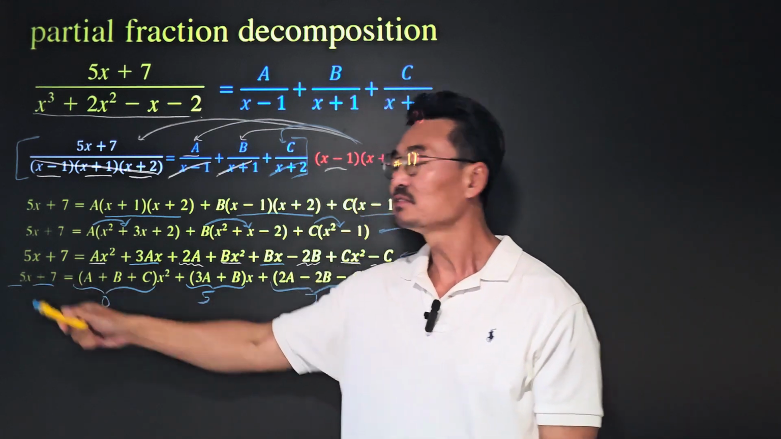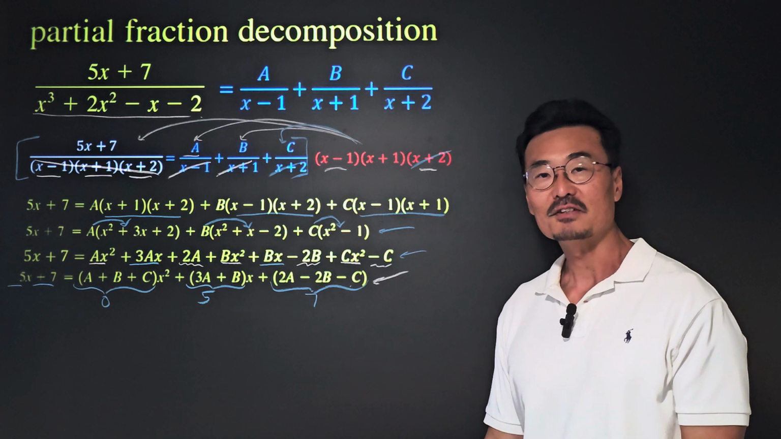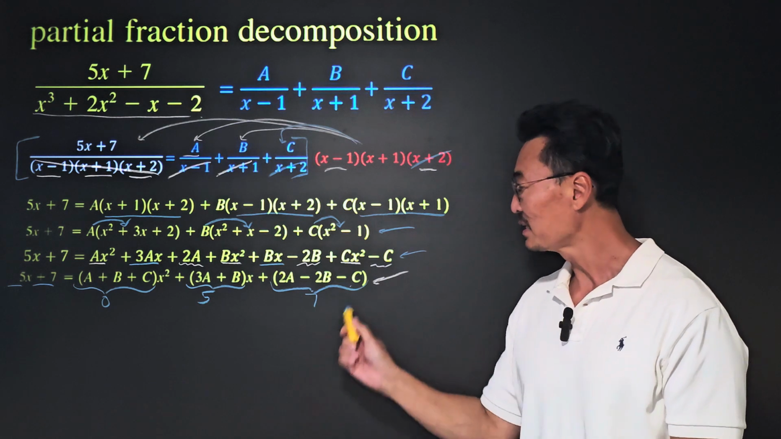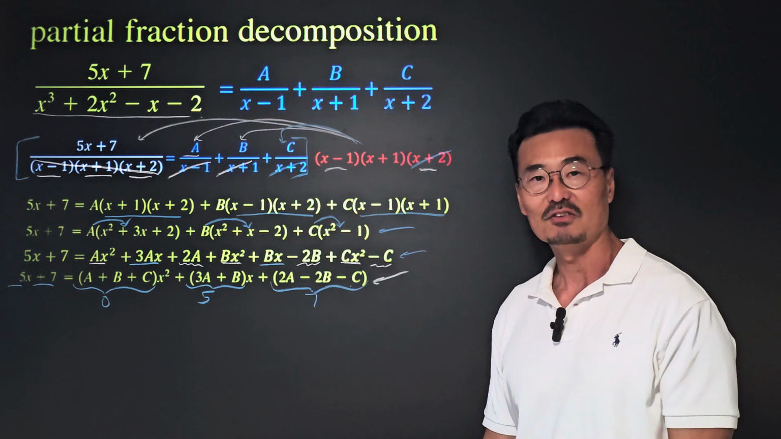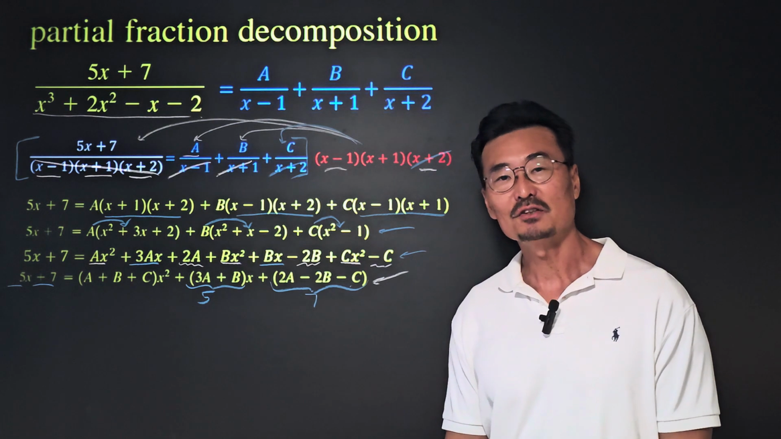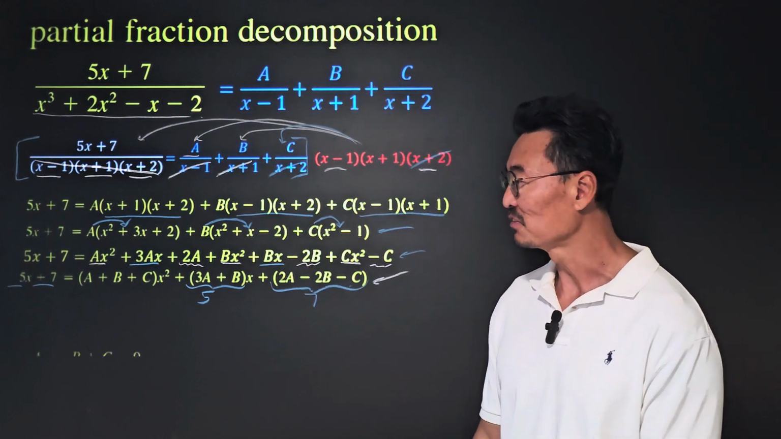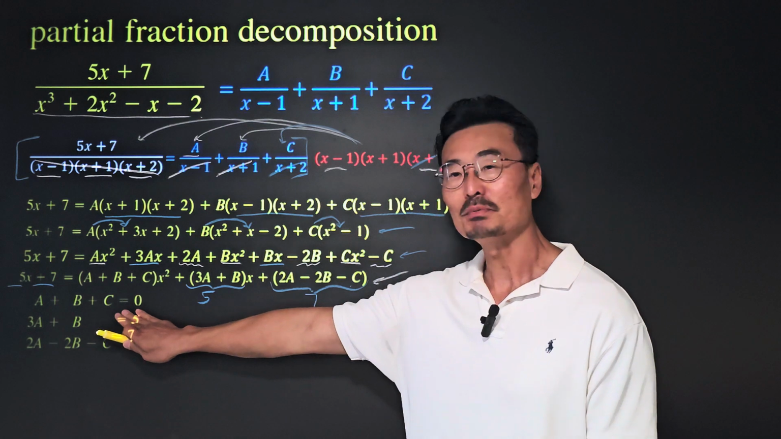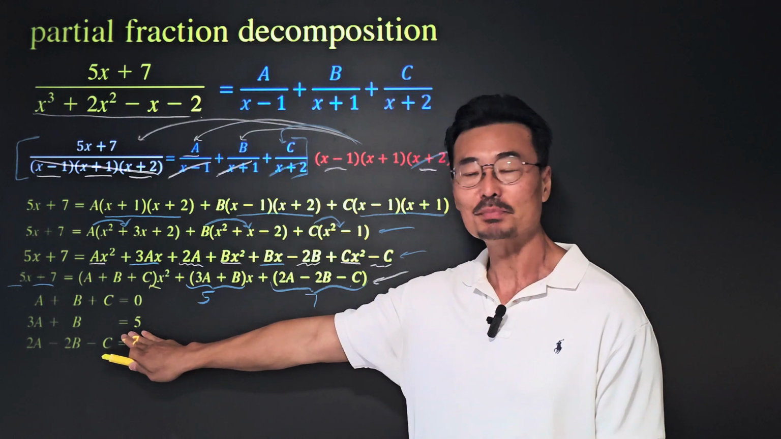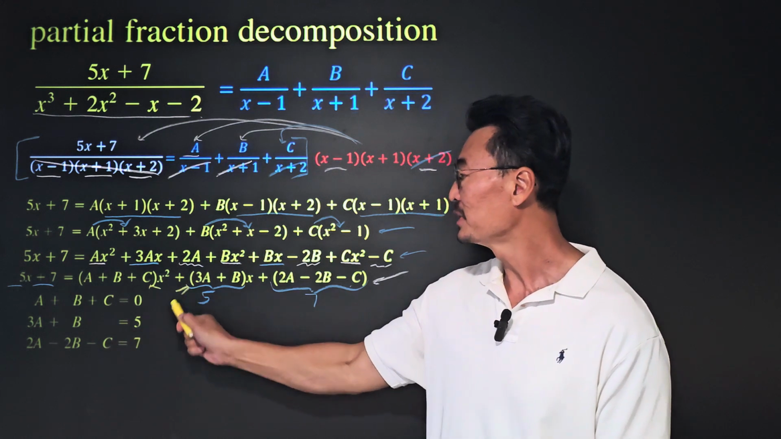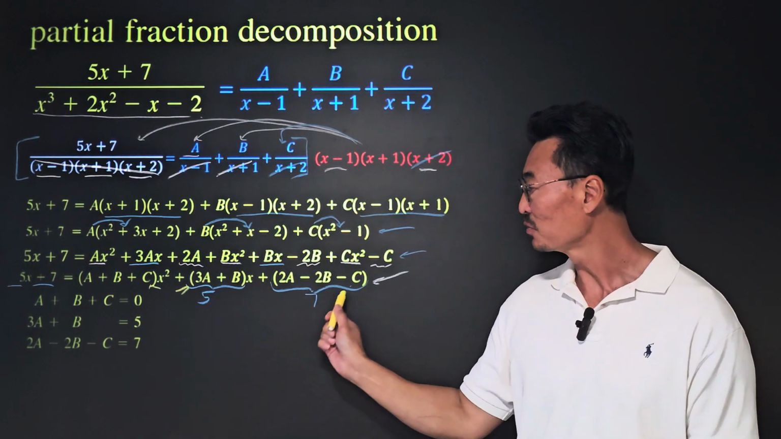Since we have a 7 on the left side that has no x next to it, and since we have 2A minus 2B minus C that has no x next to it on the right side, we'll set that equal to 7 as well. And to solve for the values of A, B, and C, we want to write a system of equations like this, where we have A plus B plus C equals 0, and 3A plus B equals 5, and finally 2A minus 2B minus C equals 7.